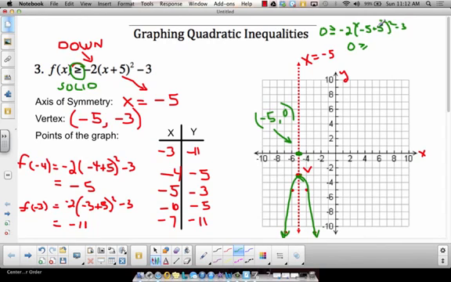What happens inside here? -5 plus 5, I'm going to get 0. 0 squared is 0. 0 times -2 is still 0. So all this goes away, which is exactly why I chose a point on this axis. So is 0 larger than -3? Well, the answer to that is yes. It is greater than -3, so this is true.